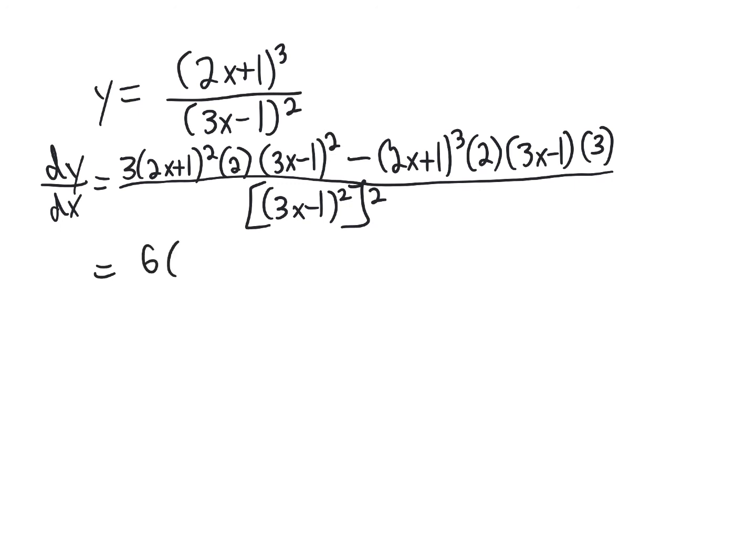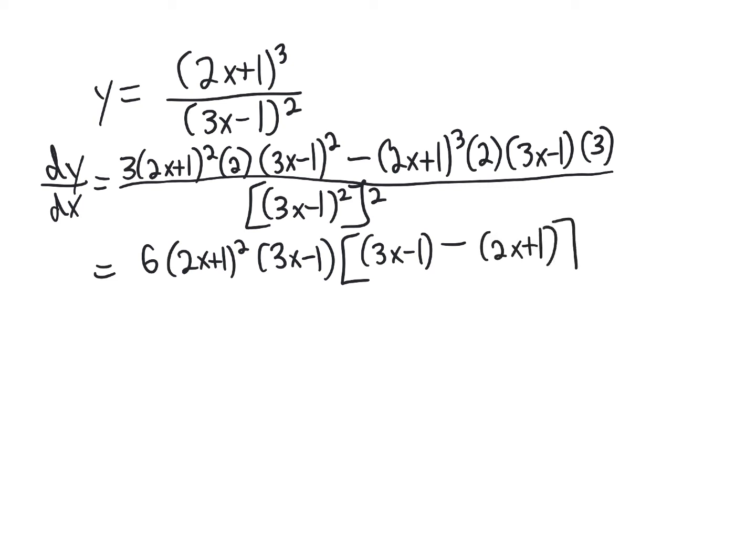We can take a 6, 2x plus 1 squared, and a 3x minus 1 out of each term in the top, leaving me with a 3x minus 1 minus 2x plus 1 all over the bottom to the fourth. Now the reason I common factored the top is it's a little bit easier to see that we can divide out a copy of 3x minus 1.